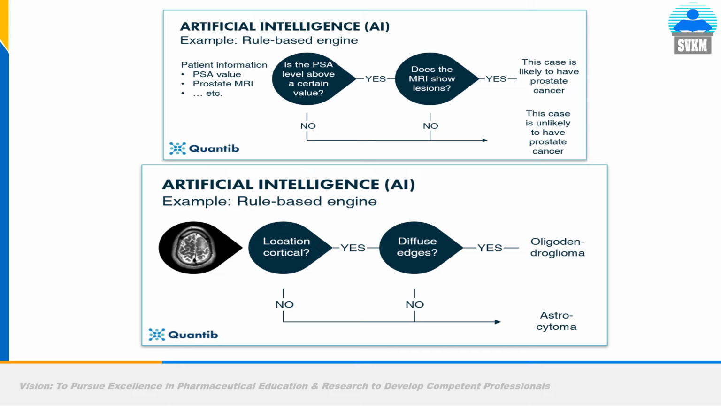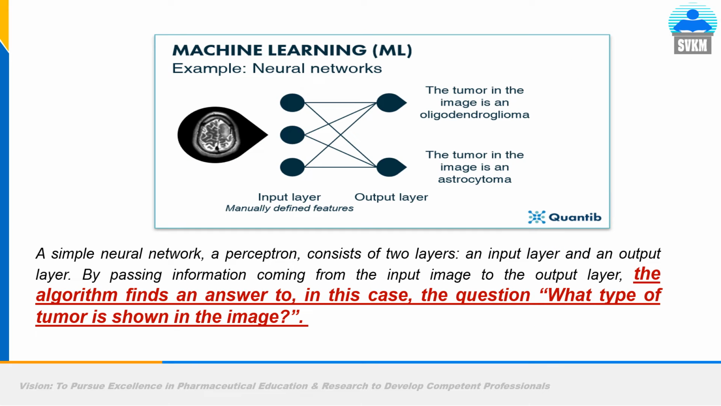Another example: you show the medical image, in terms of pixels, to a machine learning model or deep learning model. Location is cortical, yes. Edges are diffuse, yes. So it is a case of oligodendroglioma. If no, it is astrocytoma. So it is not only classifying patient and non-patient, it is also classifying the type of patient, type of etiology, type of features, type of disease in the same category. See the power of deep learning.